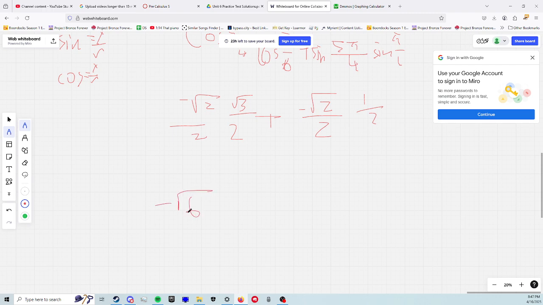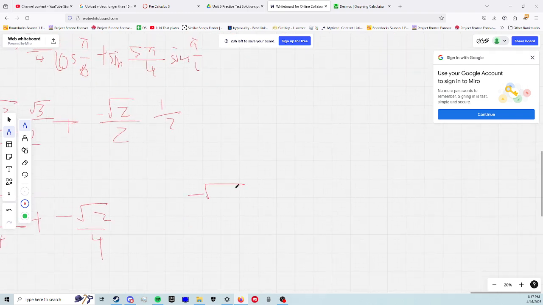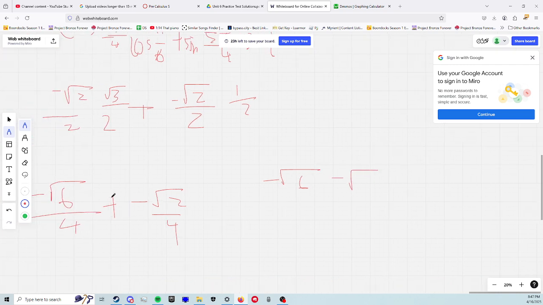So root 6 over 4 plus negative root 2 over 4, and then you can put it all into one fraction, which becomes root 6 minus, because this is a plus, you're subtracting it, root 2 over 4. Yeah. So again, it's important to know your unit circle. It's actually very important, and then to know your cosine and sine and how to solve for all of that.